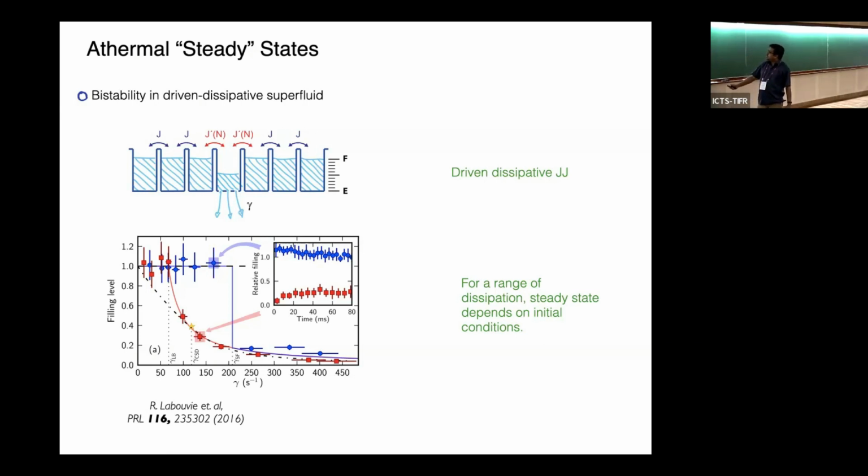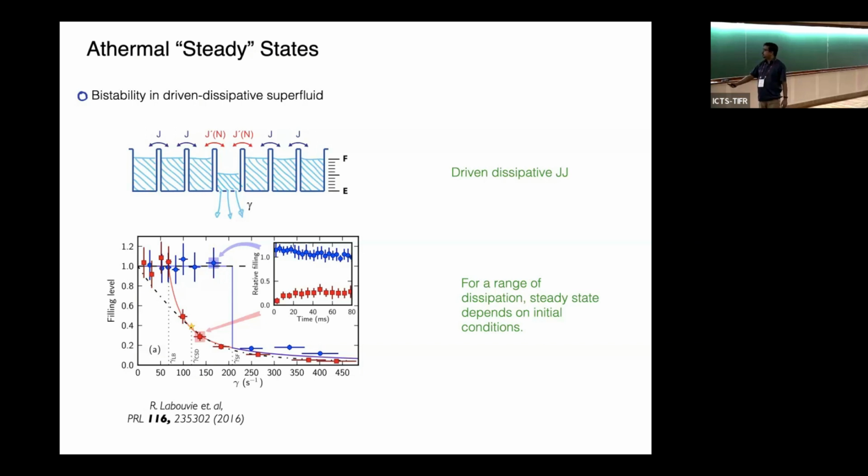Now, what they did is they looked at the density of the central site after time evolving, and they looked at this as a function of the dissipation. Okay, so the blue lines are when you start the initial central well filled up, with a fraction equivalent to everything else. And the red lines are when you start with an almost empty central site.